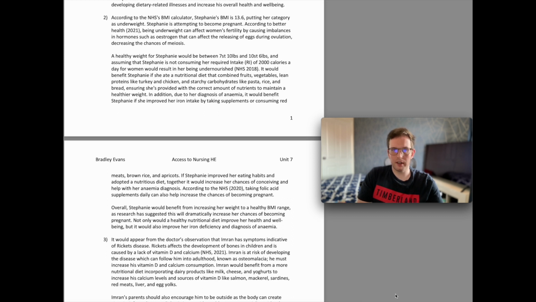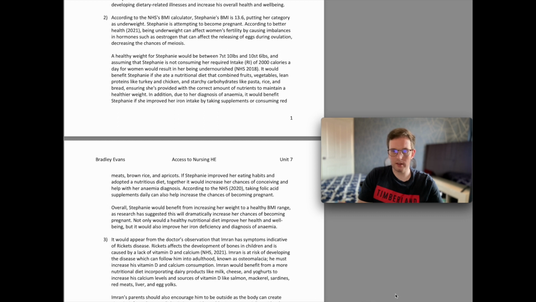It would benefit Stephanie if she ate a nutritional diet that contained fruit, vegetables, lean proteins like chicken and turkey, and starchy carbohydrates like pasta, rice and bread, ensuring she's provided with the correct amount of nutrients to maintain a healthier weight. In addition to this, her diagnosis of anemia would benefit Stephanie if she improved her iron intake by taking supplements or consuming red meats, brown rice, and apricots. If Stephanie improves her eating habits and adopted a nutritious diet, together it would increase her chances of conceiving and help with her anemia diagnosis.